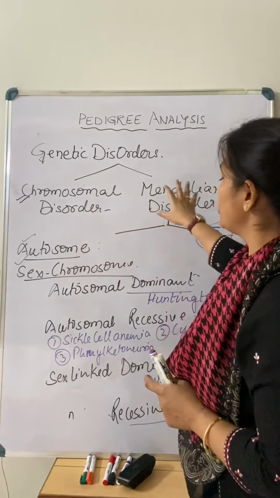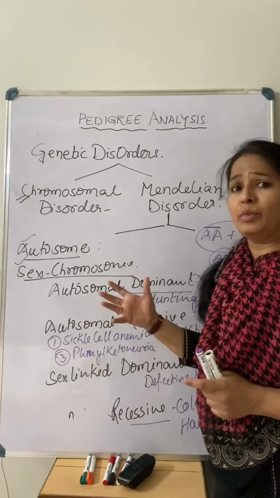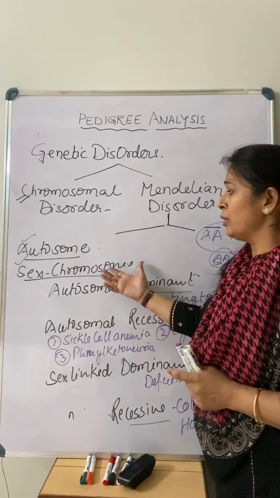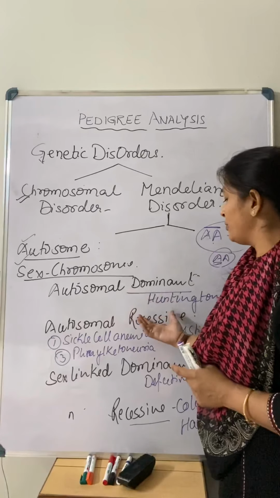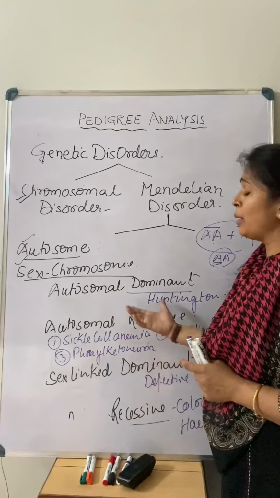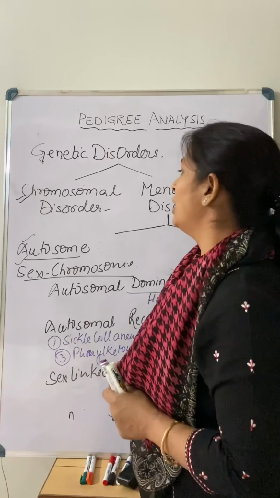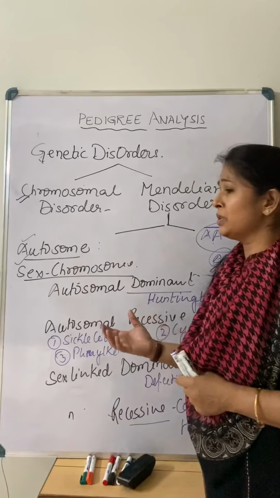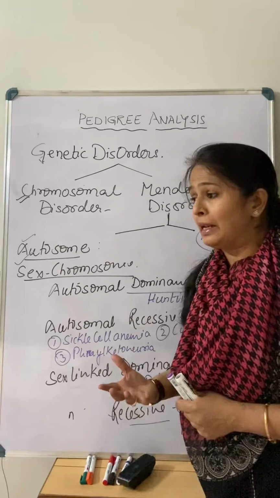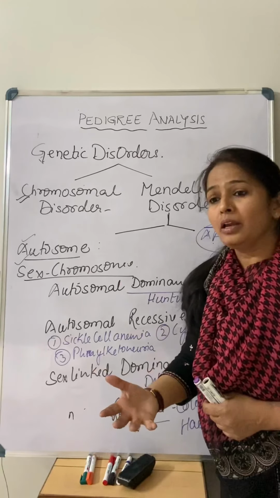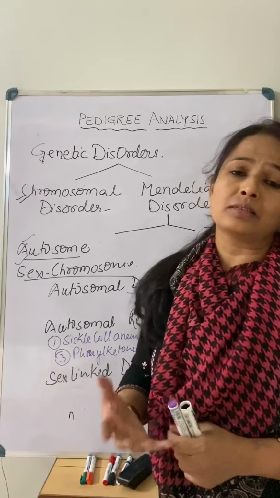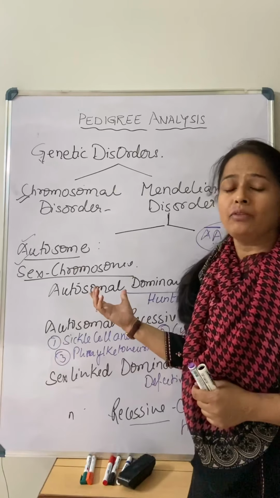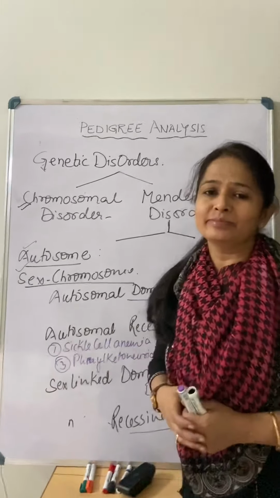So this is a very introductory part of pedigree analysis. What is the meaning of pedigree analysis? How many types of disorder are there? Autosomal, sex-linked, again autosomal dominant, recessive, sex-linked dominant and recessive, and the types of diseases that you will study in this chapter. In the next module, we will meet each type of inheritance. What are the laws that we will follow for that inheritance? By seeing the pedigree, how we will get to know this is sex-linked and this is autosomal, that we will discuss.